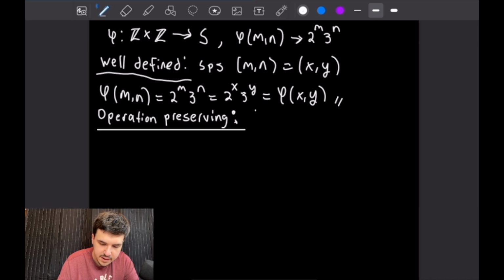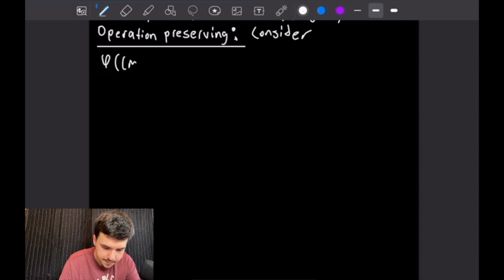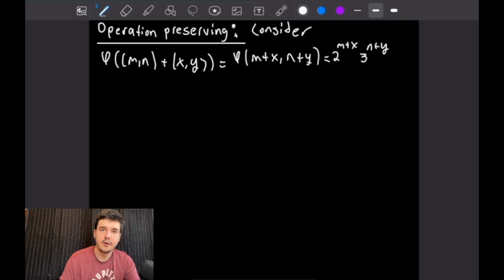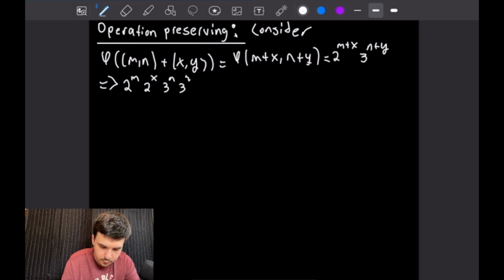So next we're going to prove that this is operation preserving. And so for that we are going to consider phi of (m, n) plus (x, y). Great. Well, breaking that down will give us phi of (m plus x, n plus y). And now we can use our definition of phi here. So that would give us 2 to the m plus x times 3 to the n plus y. Great. And using the definition of exponents, we can rewrite that in the following way, where we have 2 to the m times 2 to the x times 3 to the n times 3 to the y.